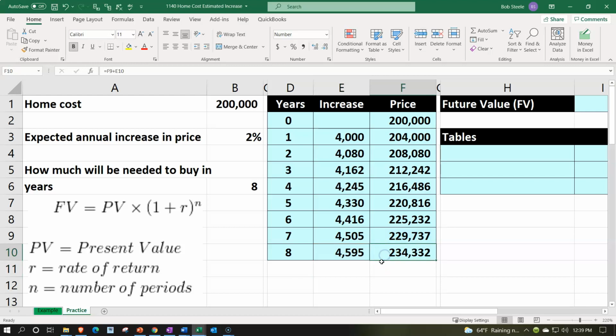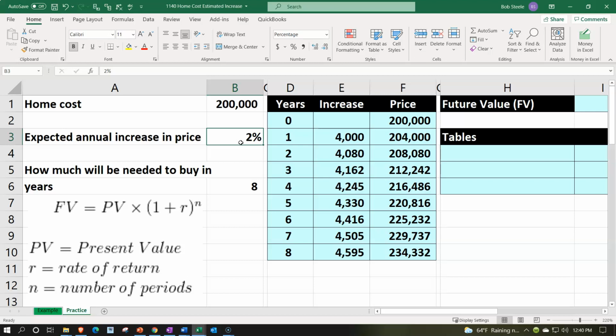So that means at the end of 8 years, we're looking at 234,332, a significant increase in the price, given the fact that we're only looking at a 2% increase in the value. Remember, inflation could be anywhere from 0 to 3%, if things are not out of control with the Fed. So that's certainly not out of the range of the increase on a home price possibly.